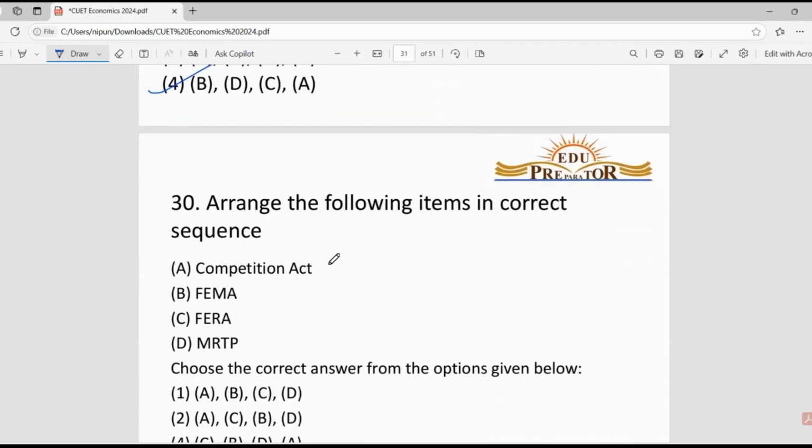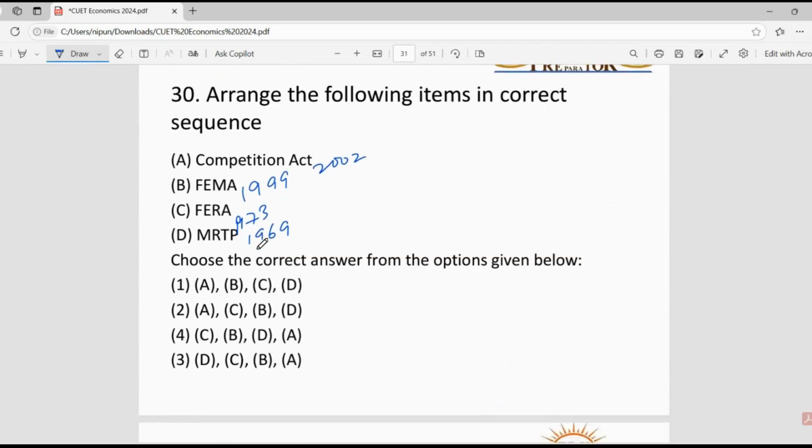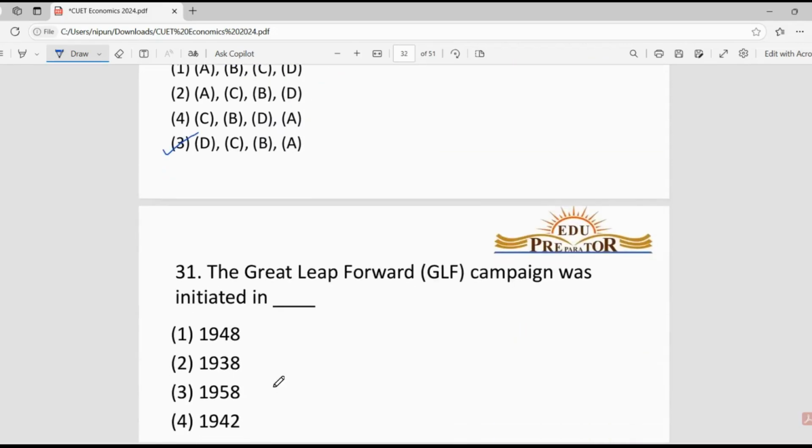Arrange the following items in correct sequence. Competition Act 2002. It is the act that replaced MRTP. FEMA 1999. FERA, that was a predecessor of FEMA, 1973. And MRTP 1969. So it should be, okay, DCBA. Oh, there is, I think the markings are ऊपर नीचे 1 2 4 3 लिखा है, but I'll go with DCBA. That has been written 3 here, so I'll go with DCBA, right? अगले क्वेश्चन पर आते हैं.